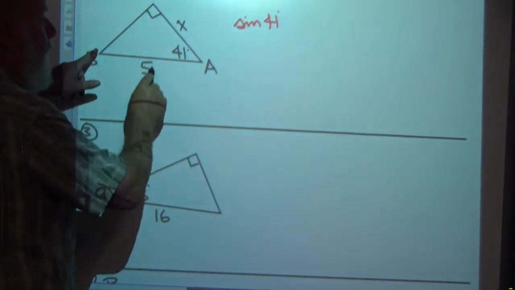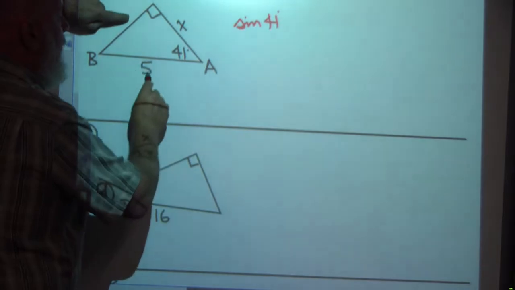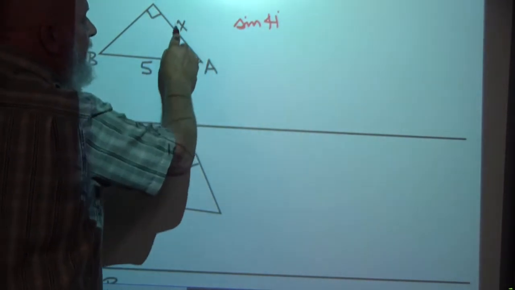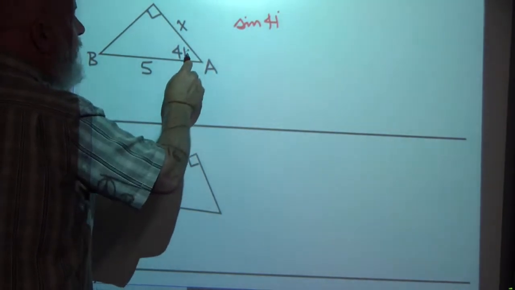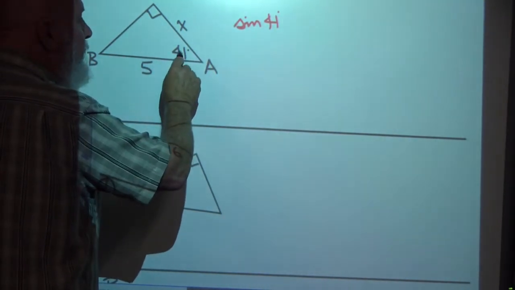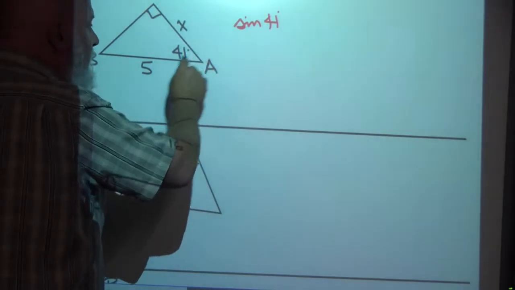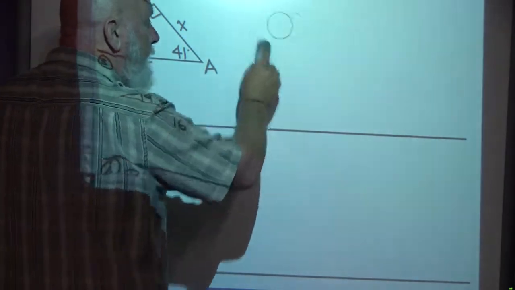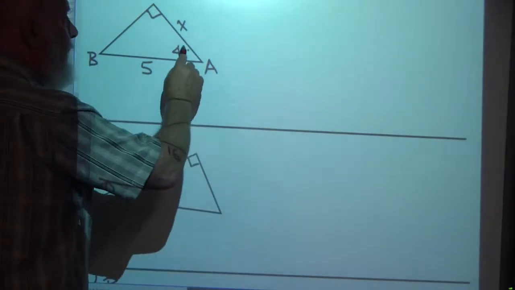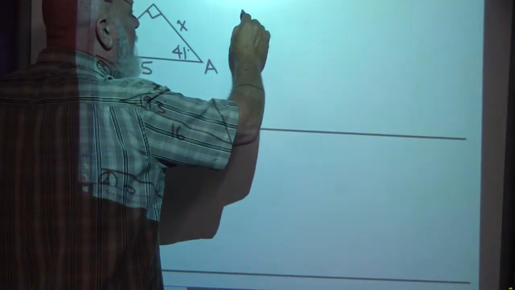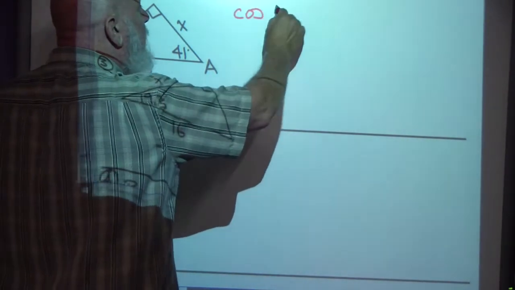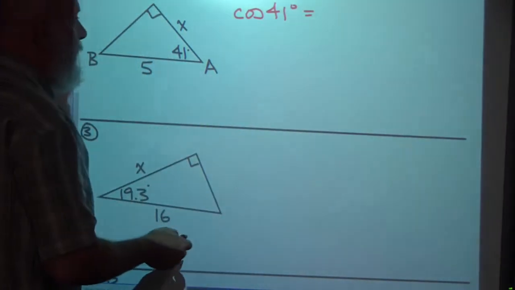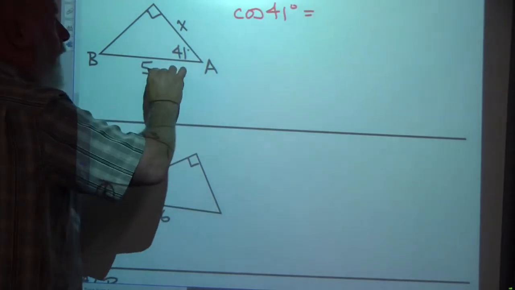That would be opposite over hypotenuse. That would give me a value that I'm not looking for. I'm looking for this side right here. This is the indicated side. So I want to find a trig function that involves this angle, the adjacent side, and the hypotenuse. So that would be cosine, not sine, not tangent, but cosine. From this perspective, the angle that we're given, we could say that the cosine of 41 degrees is equal to adjacent over hypotenuse.